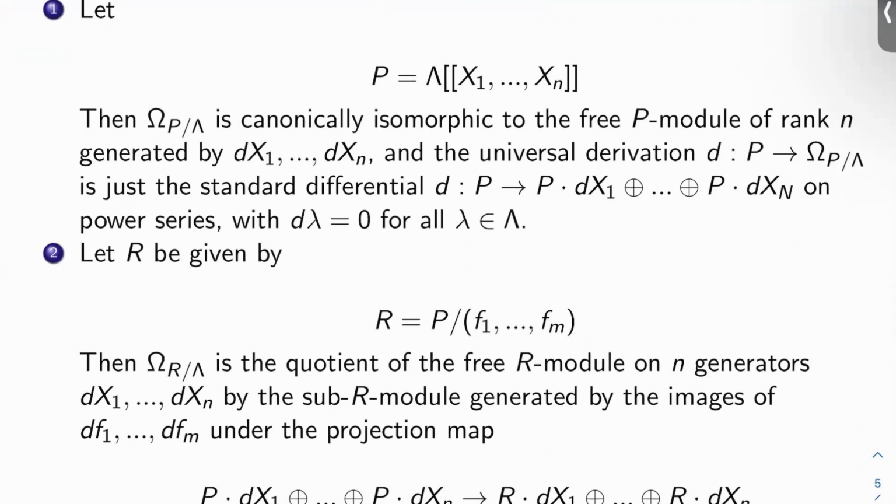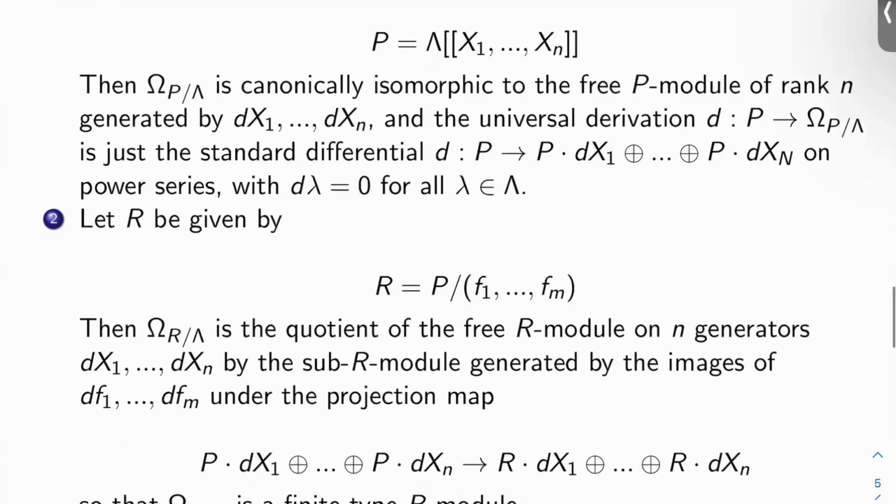Here are some examples of this in action. Let's let P be lambda double bracket x1 through xn, this kind of power series ring. What is omega of P over lambda? It's canonically isomorphic to the free P module of rank n generated by, of course, dx1 through dxn. And the usual derivation here, d from P to omega, is just the standard differential, d of p equals partial p over partial x1 times dx1 plus and so on plus partial p over partial xn times dxn, on the power series. So it's the usual kind of derivative. Okay, and of course d lambda is 0 for all lambda in big lambda.